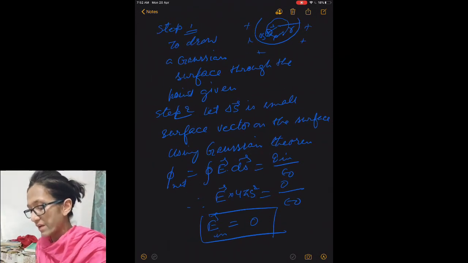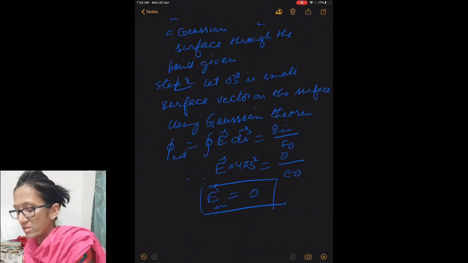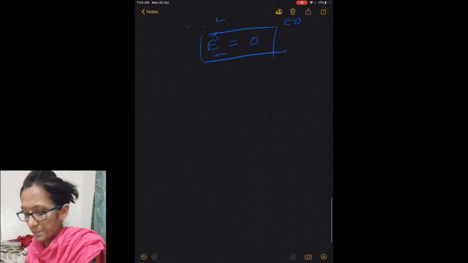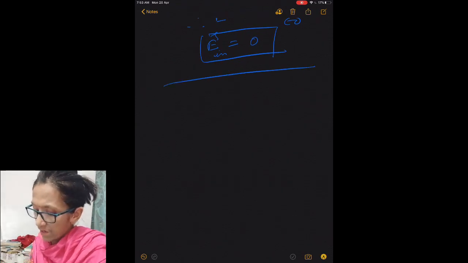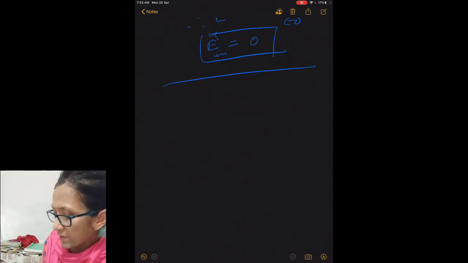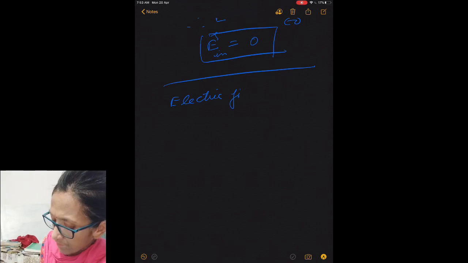This is how you can find electric field using a Gaussian theorem. It is a very easy way to find electric field due to charge distribution on known states. Now, second application, electric field due to a linear charge.